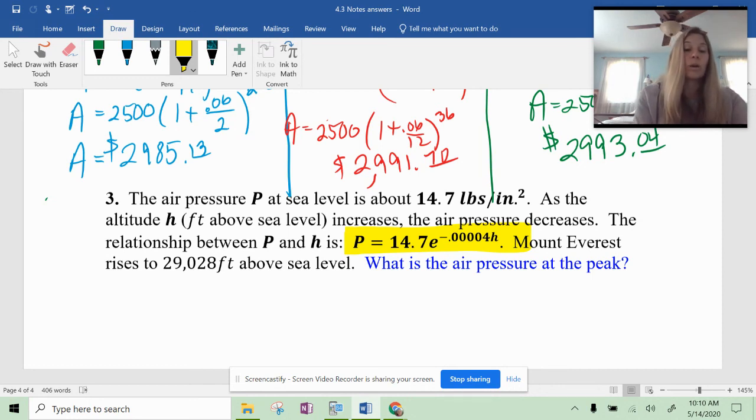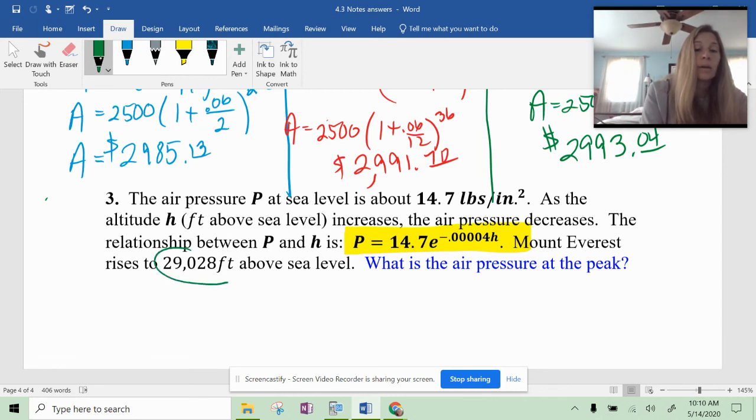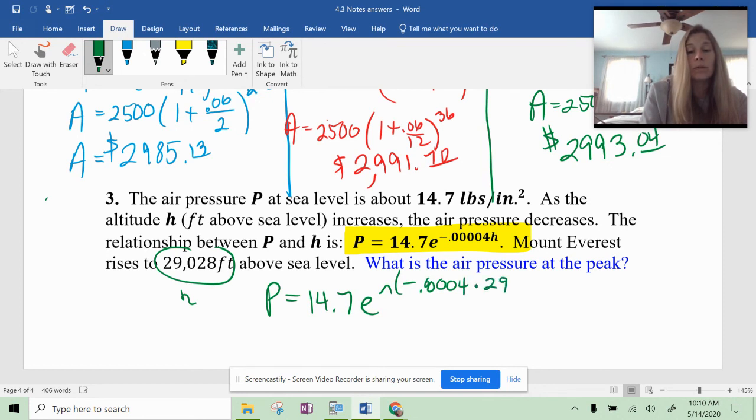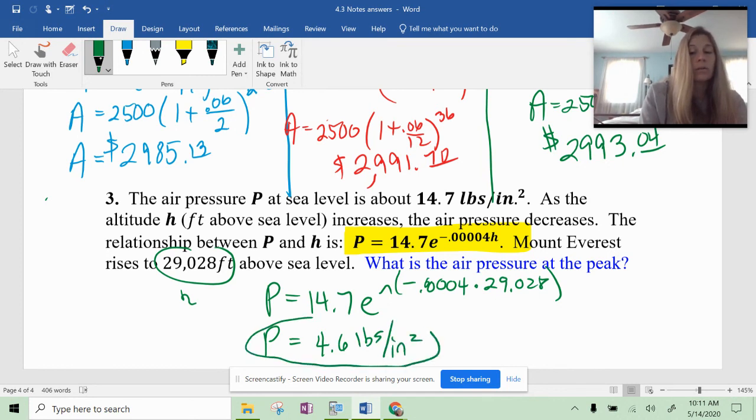So we're simply just going to plug this number in for H. To find the pressure, 14.7 times E raised to negative 0.00004 times 29,028. And you'll just do that on your calculator. And you should get 4.6 pounds per inches squared. And I'll let you do that calculation on your own.